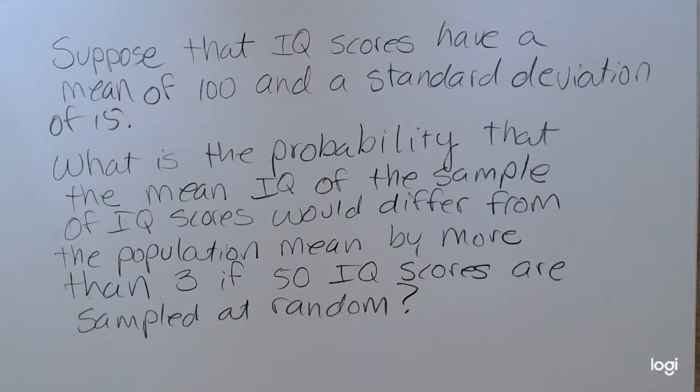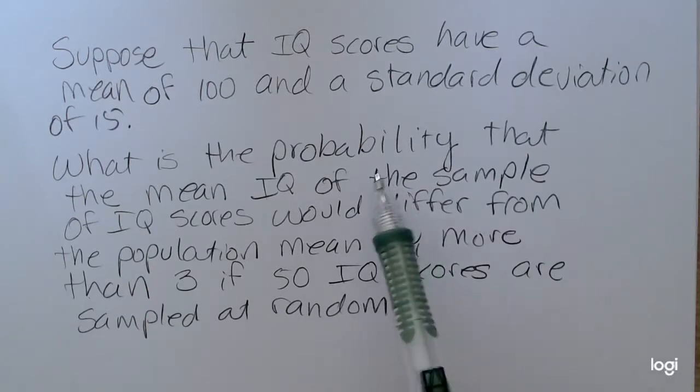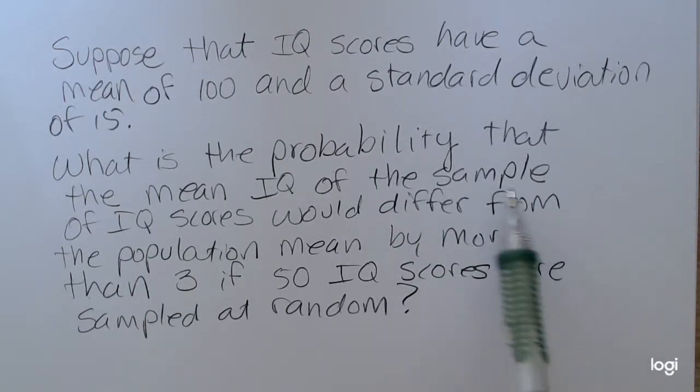Here is another example of applying the central limit theorem. Suppose that IQ scores have a mean of 100 and a standard deviation of 15. What is the probability that the mean IQ of the sample of IQ scores would differ from the population mean by more than 3 if 50 IQ scores are sampled at random?